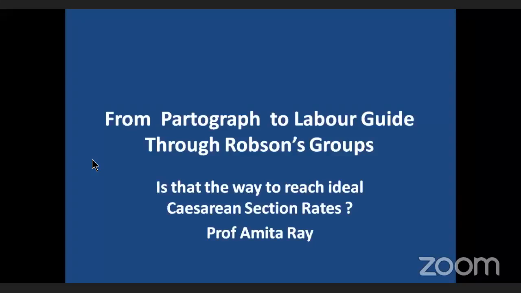Now, when I say ideal Caesarean section rates, there will always be a query: is there an ideal Caesarean section rate? Well, that is a $1 million question always. But anyway, if healthcare has to progress and if quality in healthcare has to come in, we have to continuously find ways of reducing morbidity and mortality for our mothers. And I think this is one of the ways which we could do this.